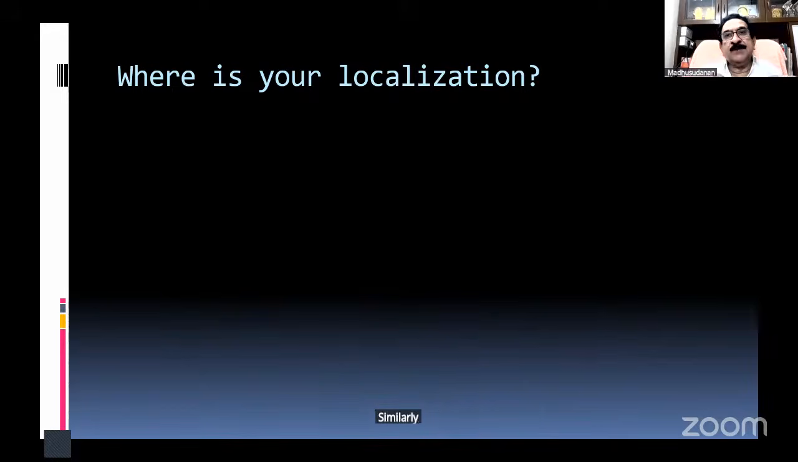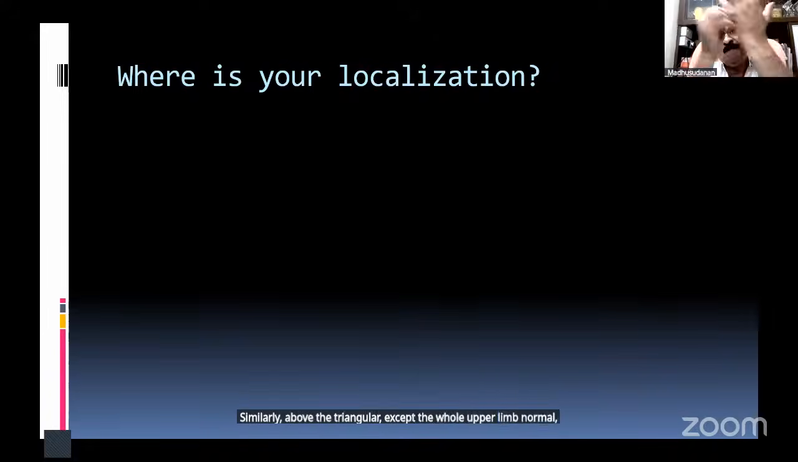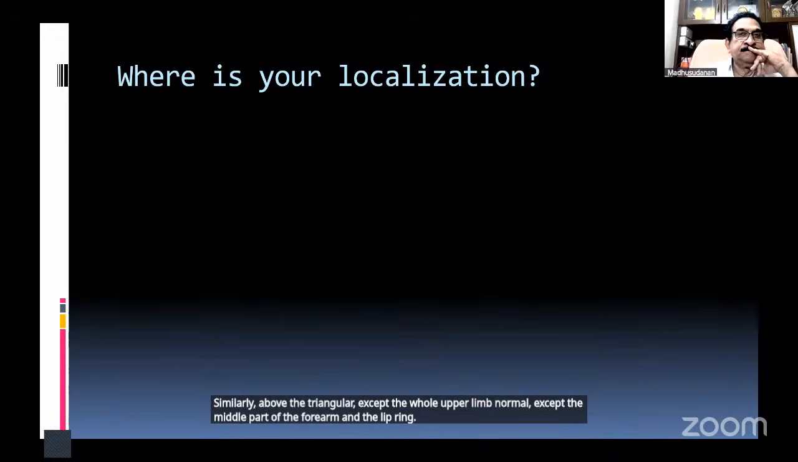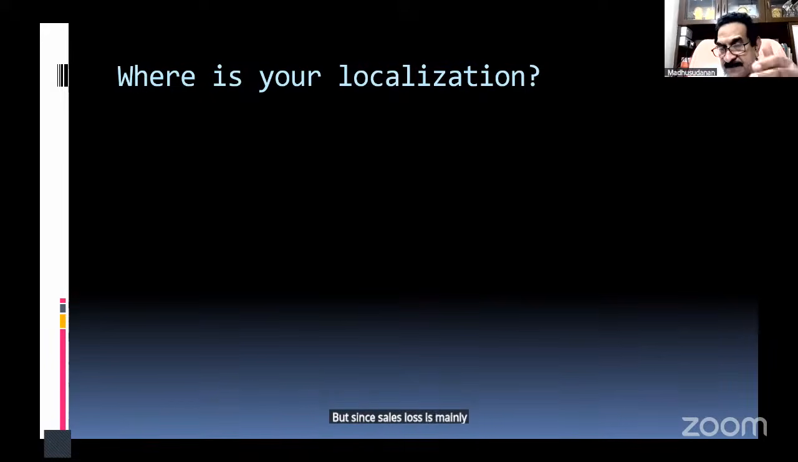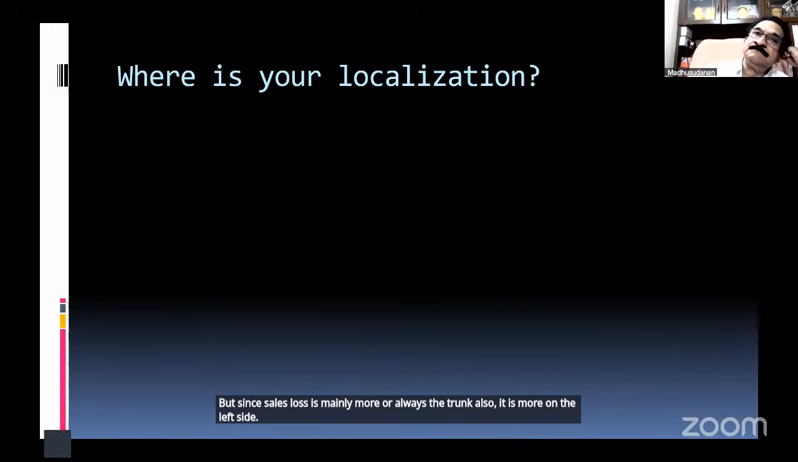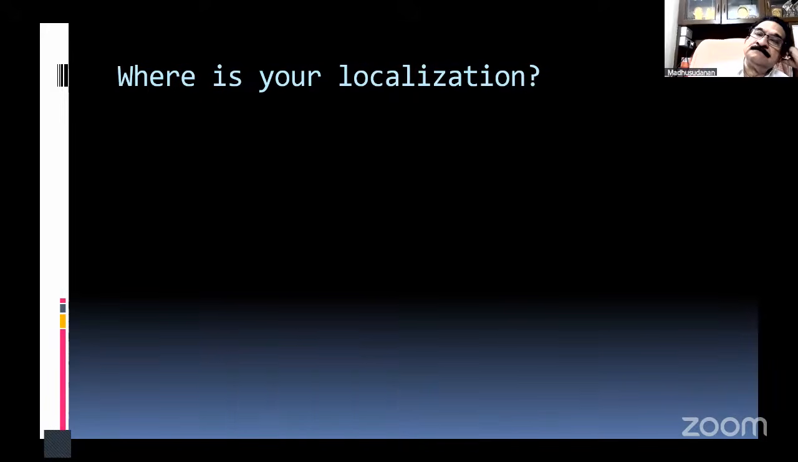Similarly, above the trunk, it is normal, and the whole upper limb is normal, except the middle part of the forearm and the little finger. But the sensory loss is mainly on the trunk, and it is more on the left side. JPS is lost bilaterally in the toes.